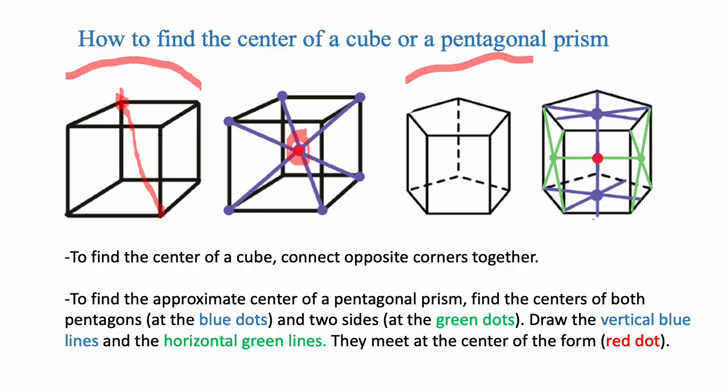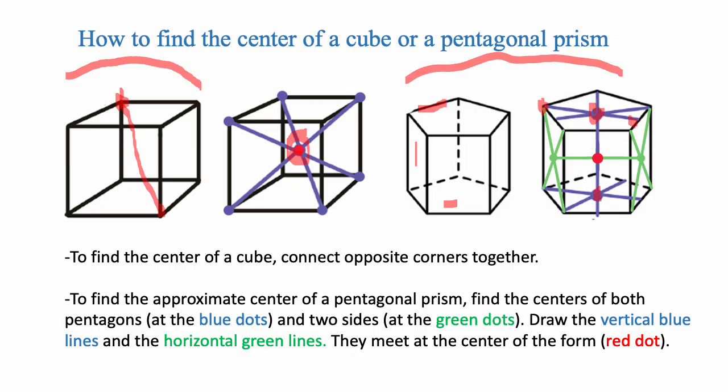Now, what about this pentagonal prism? It's got a pentagon on both ends, and it has rectangles on the sides. So find the center of the pentagon by going from a corner to the middle of the opposite side. Do that several times and you get the center.